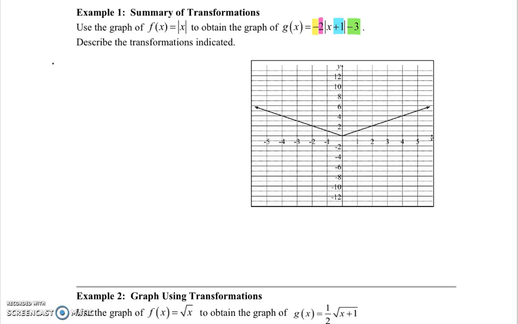So the first thing that happens is we have a negative outside. That, remember, is going to be a reflection across the x-axis.